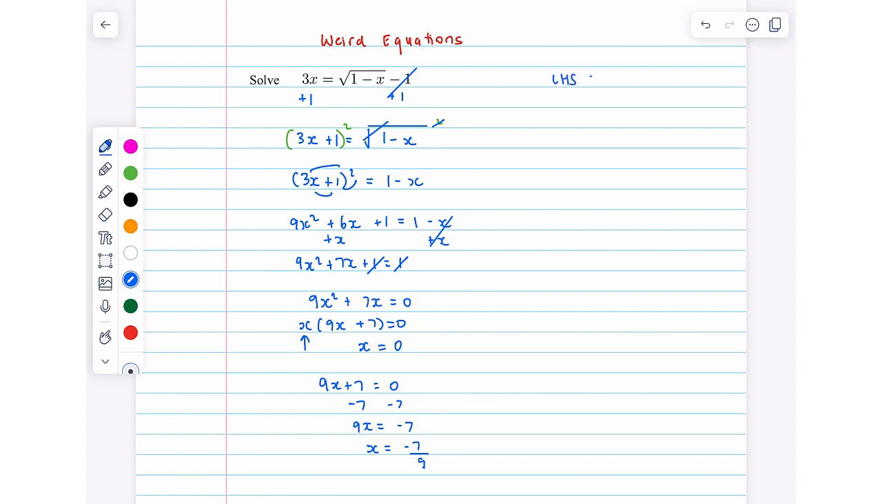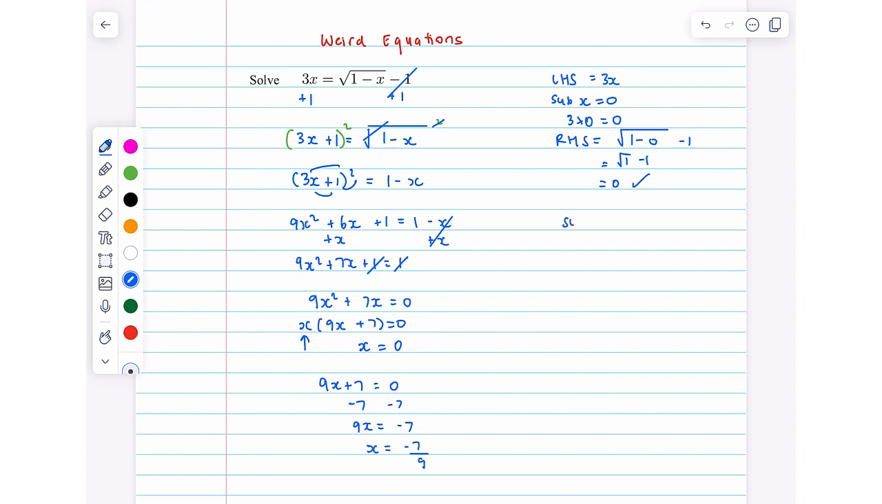Left-hand side is 3x. So if we substitute x equals 0 to solve, we get 3 times 0, which is 0. Right-hand side was the square root of 1 minus x, minus 1. So 1 minus 0 minus 1, which is the square root of 1 minus 1, which is also 0. So that solution checks out. Left-hand side equals right-hand side, which is 0, when x is 0.